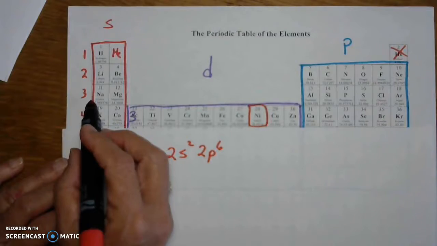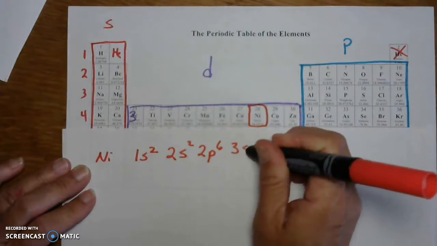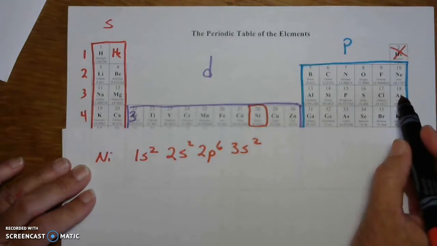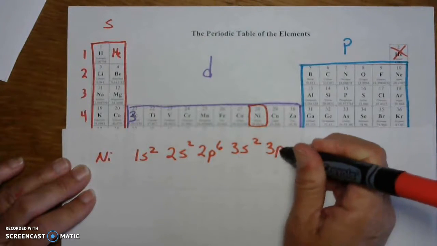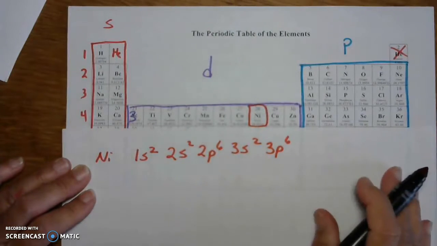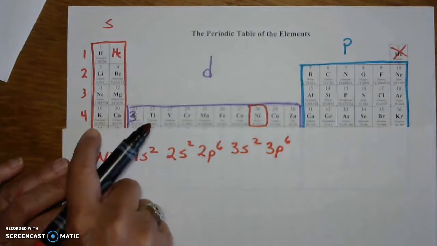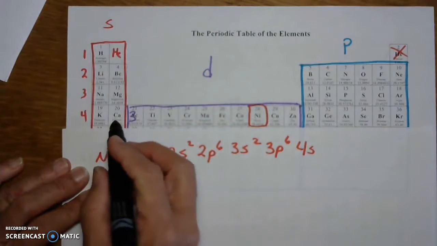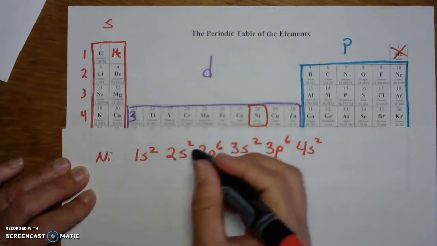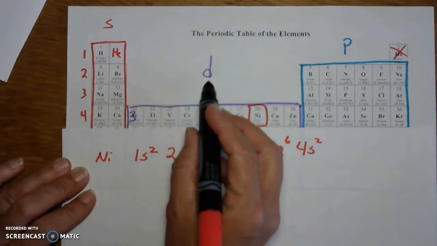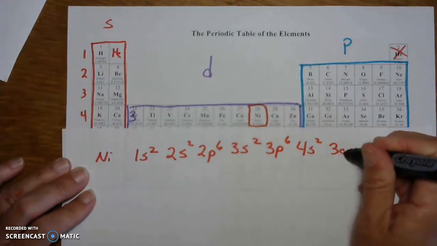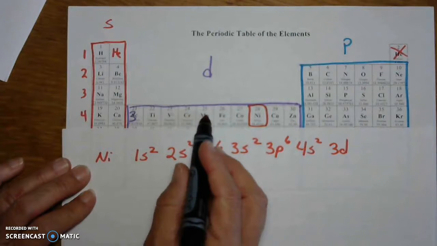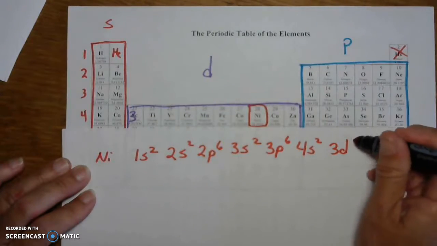On the third row, we have 3S, and there are 2 boxes. Also on that third row, we have P's. So there's also a 3p, and there's 6 boxes here, so we get 6. The fourth row, we've got 4S, and there are 2 of them, so 2. And then we get the 3D. So we have a 3D, and then we're going to count the number of boxes that are filled. 1, 2, 3, 4, 5, 6, 7, 8.